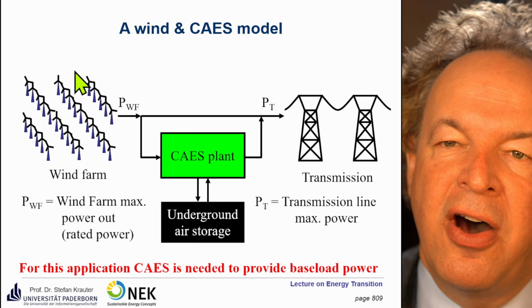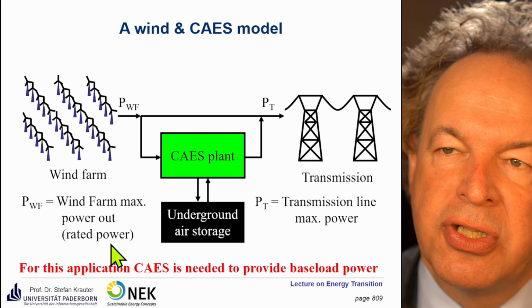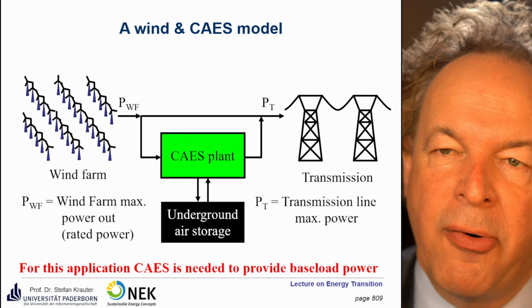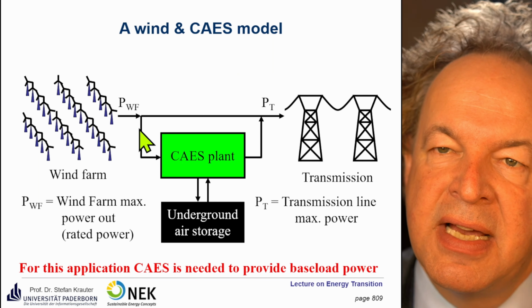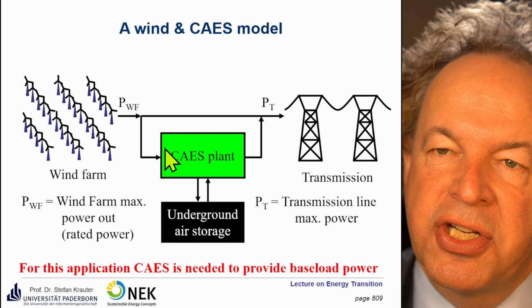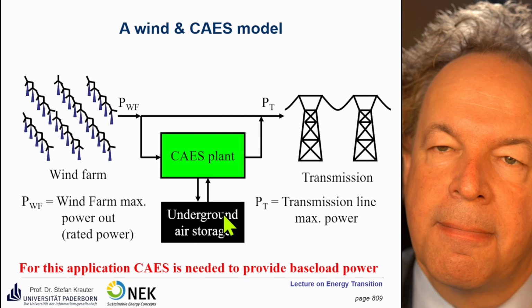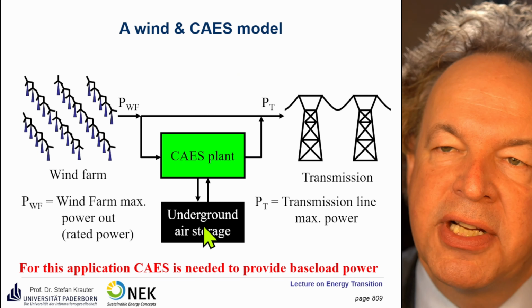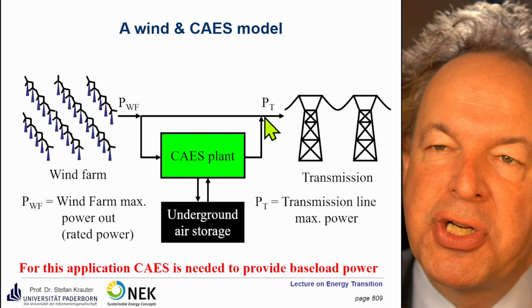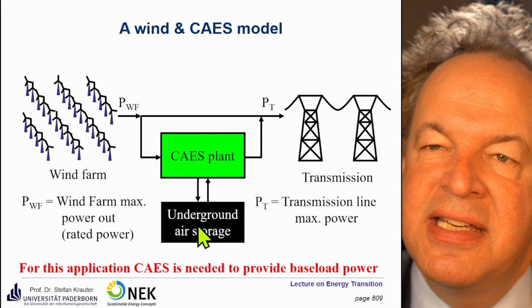So we have the wind farm. We have the rated power of the wind farm at certain wind conditions. We saw it already in the lecture on wind power. It's called PWF, the wind farm size. Then we have the storage, the plant. You don't have to necessarily use storage only. So we have the CAES plant, and we have, as mentioned before, the underground storage. And at the end, we have the transmission line. It could be fed either directly by the wind farm, by PWF at rated power, or via the CAES plant.